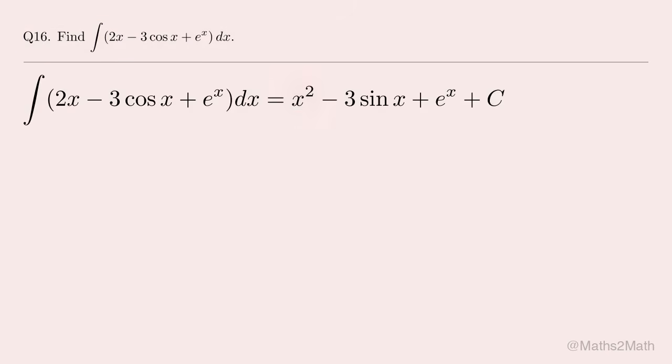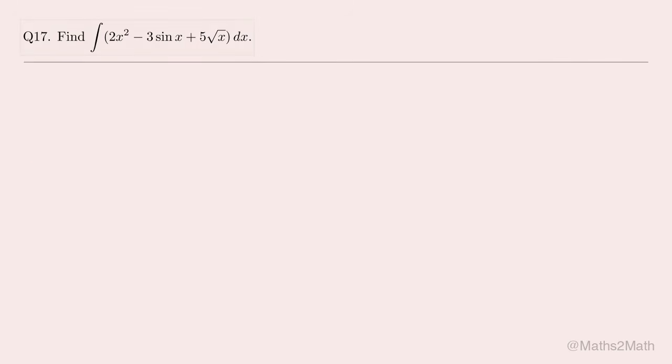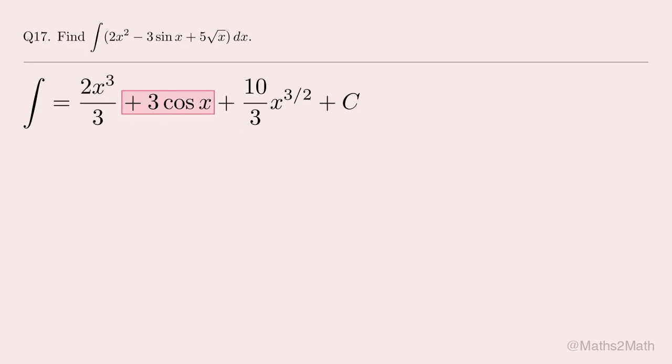Question 16. Powers, cosine, exponential, one of each. Standard antiderivatives throughout. x squared minus 3 sine x plus e to the x. Question 17. A close cousin of the previous one. Sine integrates to minus cosine, so the sign flips to plus. 2/3 x cubed plus 3 cosine x plus 10/3 x to the 3 halves.